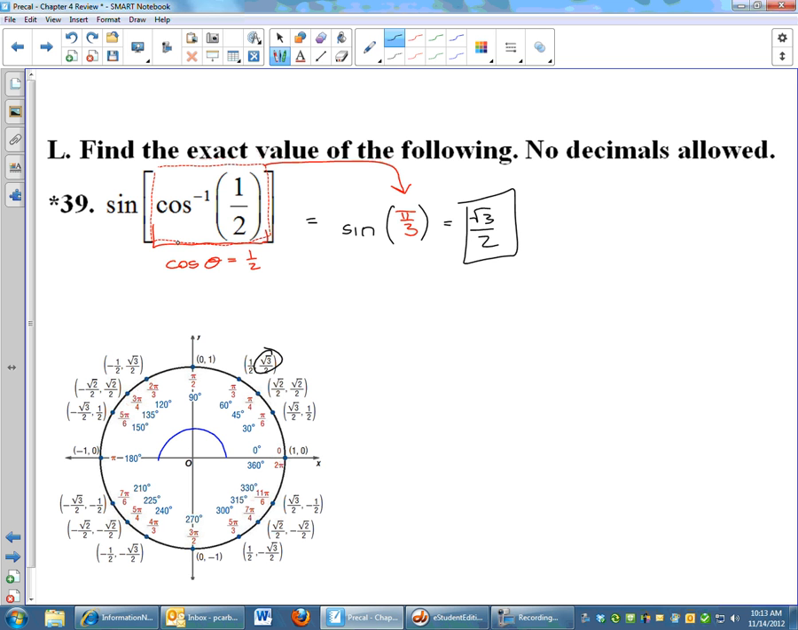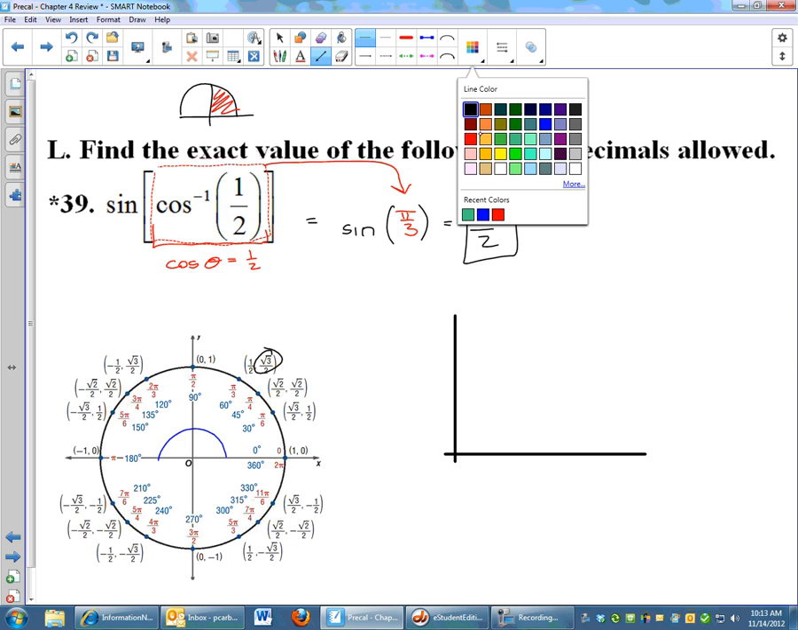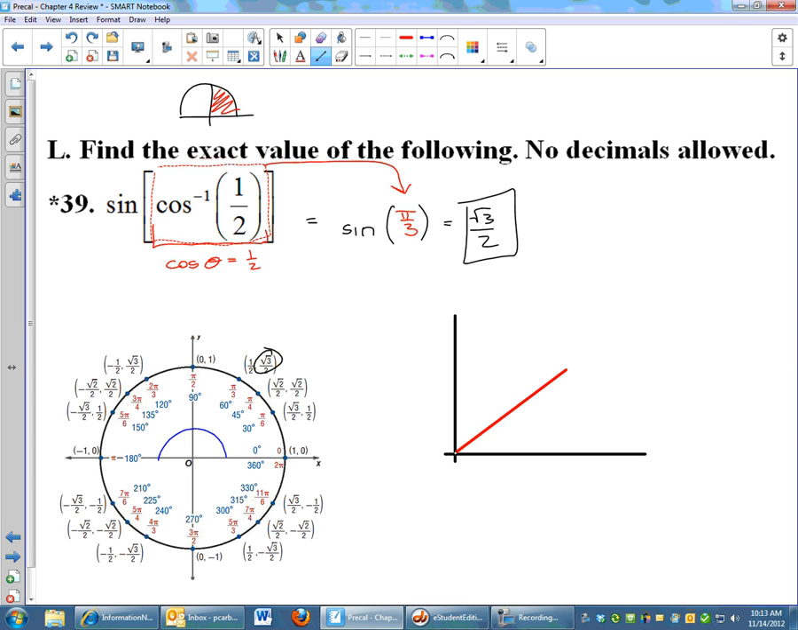So let's see. I'm looking at the inside. Cosine is equal to 1/2. I do know that inverse cosine has to be on the top half of the circle. And if cosine is positive, I have to be looking in the first quadrant. So I'm going to draw a triangle going into the first quadrant. Go back to the x-axis.